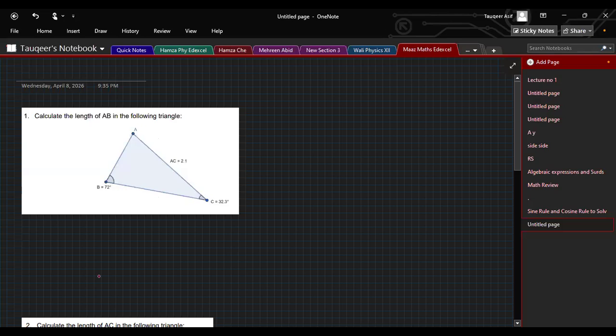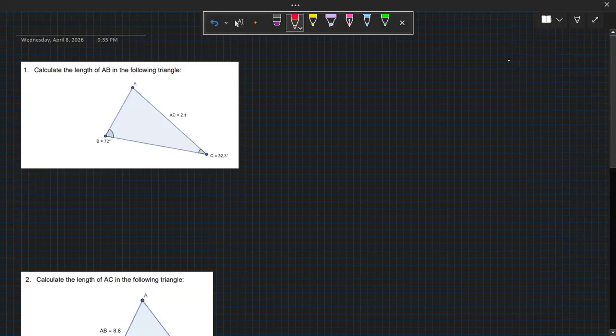Now we are going to work on this question. Calculate the length of AB in the following triangle. We have to work out AB. So what do we have to do? The two angles are given to us, and one side is given.